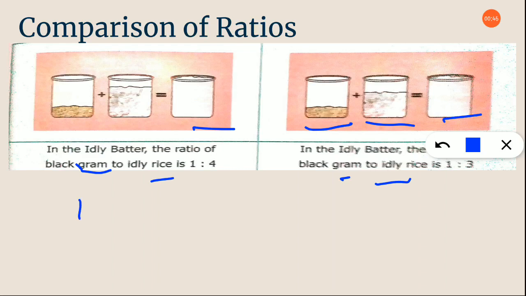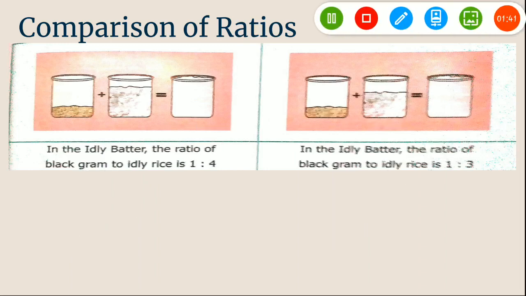Now they are asking you which one is greater, 1 by 4 or 1 by 3. You can directly divide and tell me the answer. But since we are dealing with ratios, we have to do something else, right? Previously we learned how to find equivalent ratios, right? Using that concept, we are going to make the denominators the same. Only when the denominators are the same can you compare and tell which one is greater.